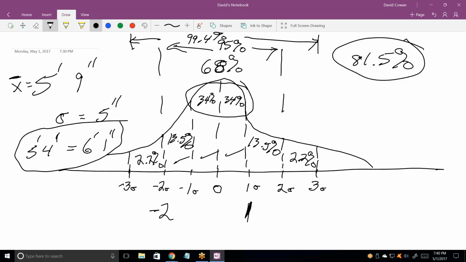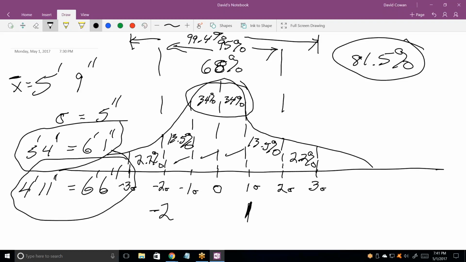And 95% of the people would be between 4'11" and 6'6". That would be 95%. And that was probably pretty accurate. In other words, that guess is probably pretty accurate of a mean of 5'9" and a standard deviation of 5 inches. But see, it all depends on what you're sampling.